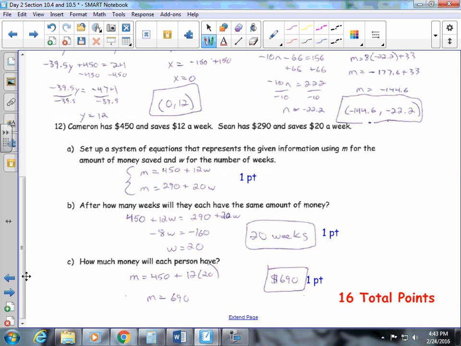Again, please pause this. There are 16 total points for today. Please make sure that you've checked it accurately and honestly, and go ahead and hand that homework into the sub to put in the subfolder. All right, pause if you need to.